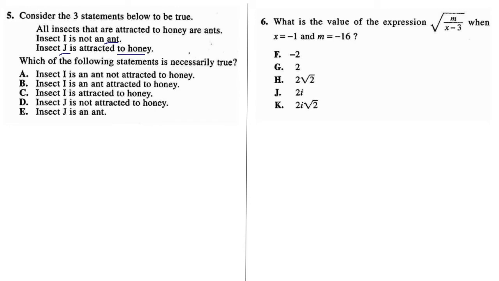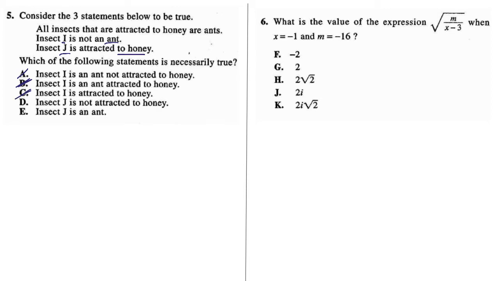As we go through, if insect I is not an ant, then it's not attracted to honey. Well, sure, that's what it says up there. Next, I is an ant attracted to honey. Well, all right. Which of the following statements is necessarily true, has to be true? Well, we don't know that for sure. It could be, but here it is just saying it's not an ant. So here, no, not necessarily. And again, not necessarily for C.